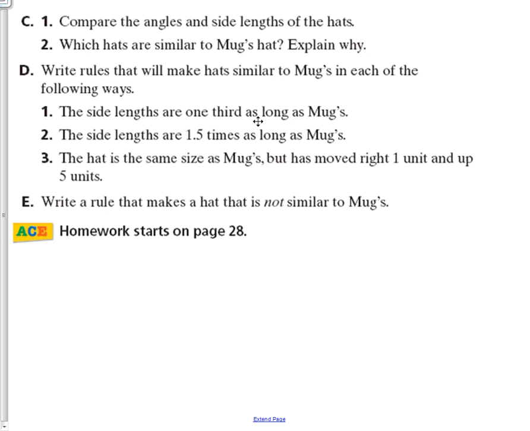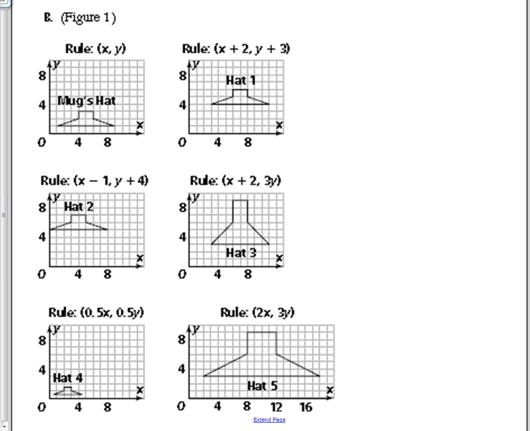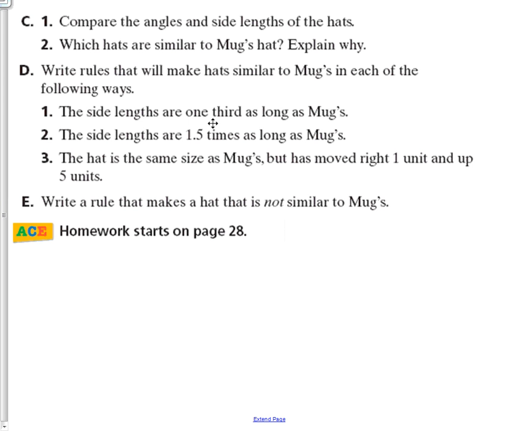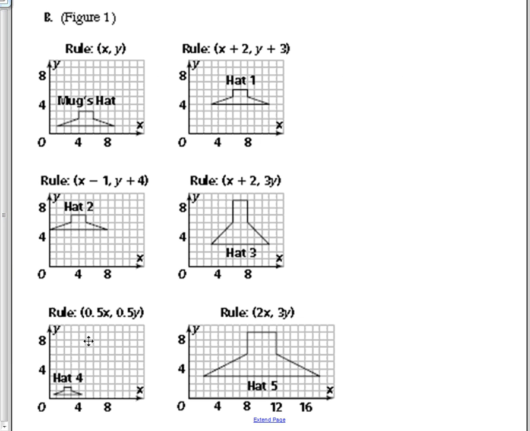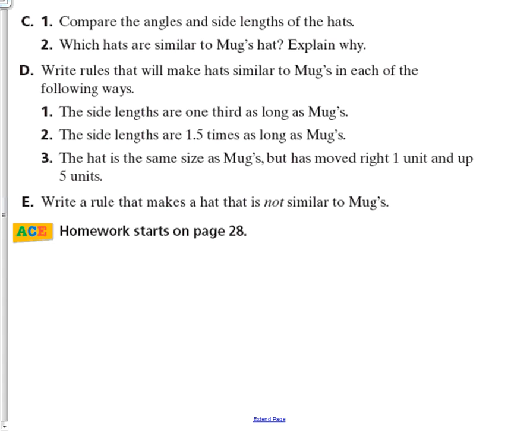Write rules that will make hats similar to Mug's in each of the following ways. The side lengths are 1/3 as long as Mug's. Well, you know what? This rule, 0.5x, 0.5y, made it half as small. So if we wanted to go 1/3 as small, I want you to write the rule right over here. Same with side lengths 1.5 times longer. I'll tell you that if this was half as long, they were multiplied both by the same number. If we want to go 1.5 times longer, hopefully we're going to multiply it by the same number.